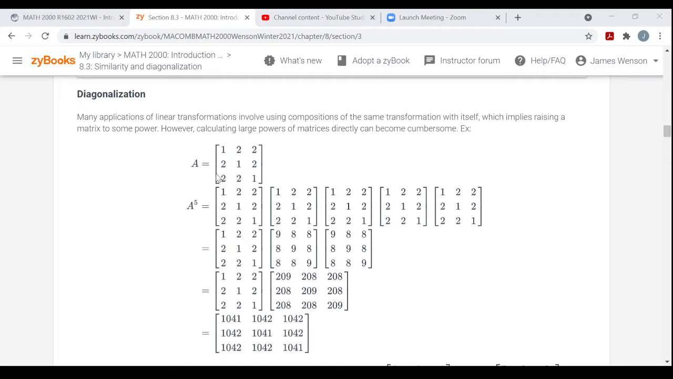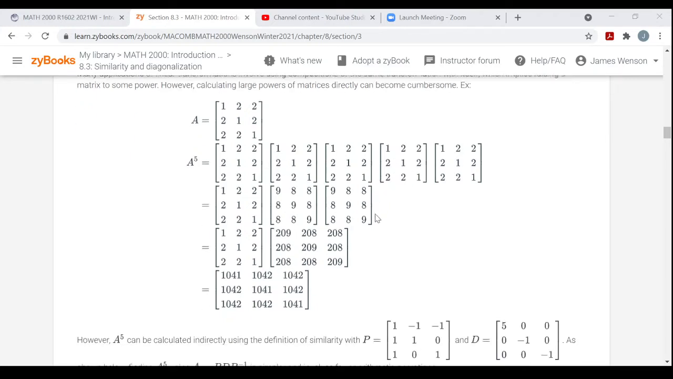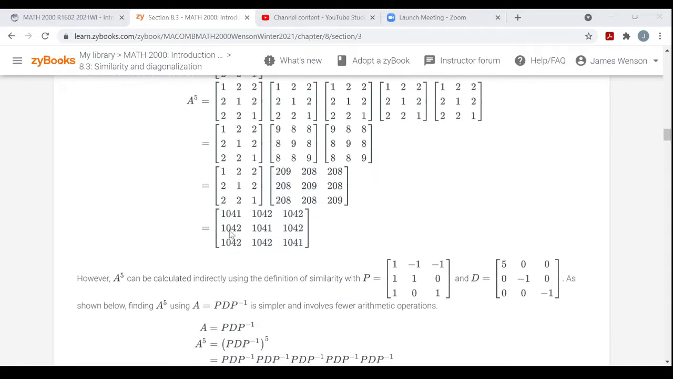For example, say A was this 3 by 3 matrix here, and they say, well, what's A to the 5th power? Well, that means multiply that matrix by itself 5 times. And in doing so, they end up with this 3 by 3 at the end here. Here's A to the 5th.